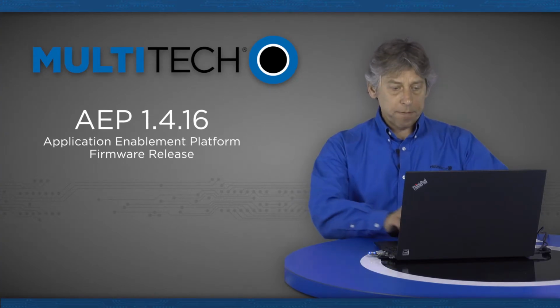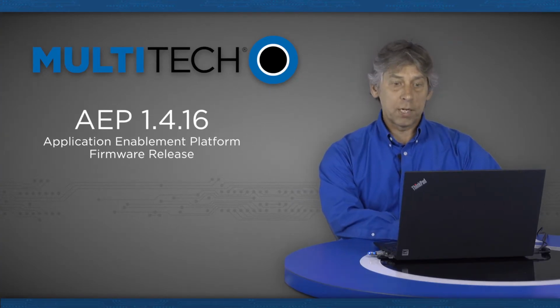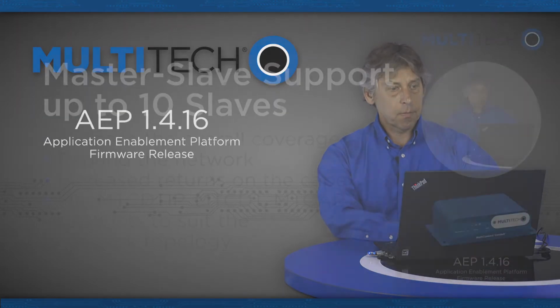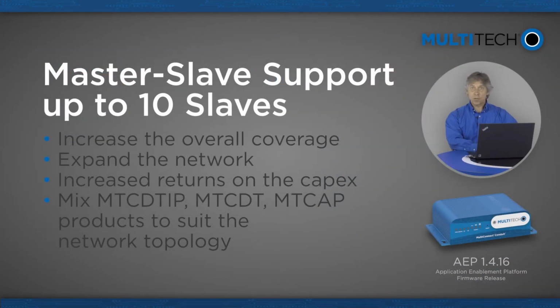So next we'll take just a brief look at the AEP version 1.4.16 features. The first feature is the master-slave configuration, where we can configure one of the Conduit gateways as a master or as the LoRa network server, and then up to 10 additional gateways as packet forwarders or slaves to that server. And this will increase the overall coverage of the network and expand the network. It does not increase capacity. Capacity is still capped at up to 2,000 devices maximum, but it does extend the range of the network.